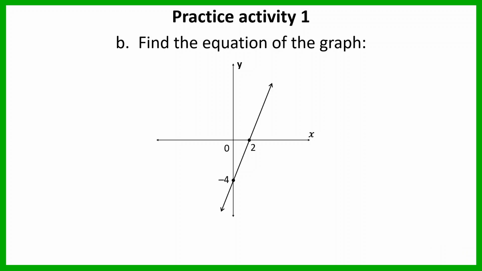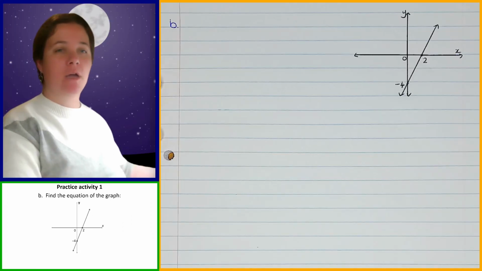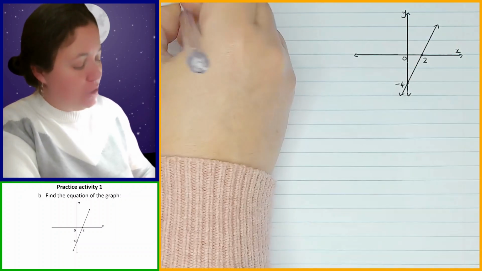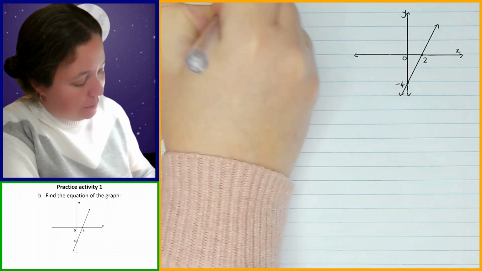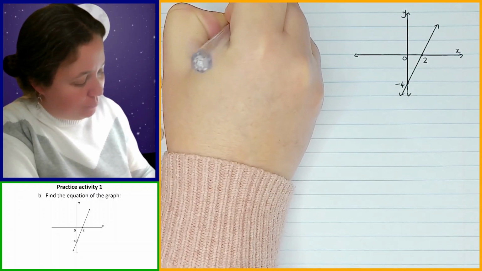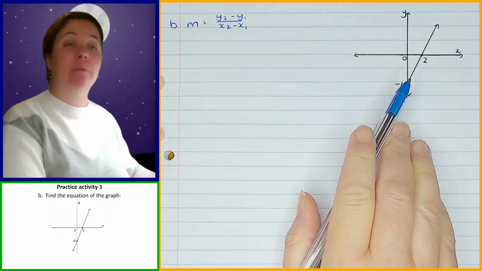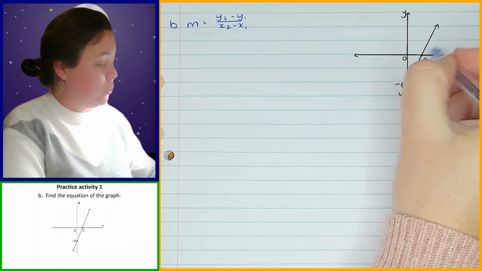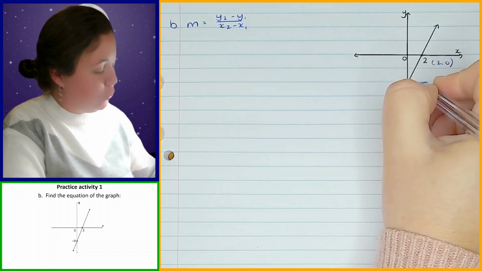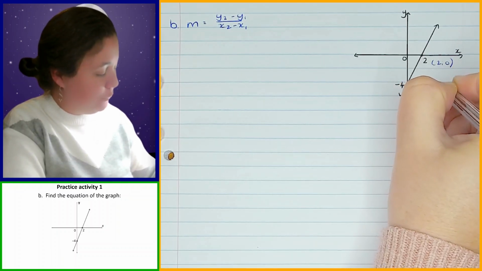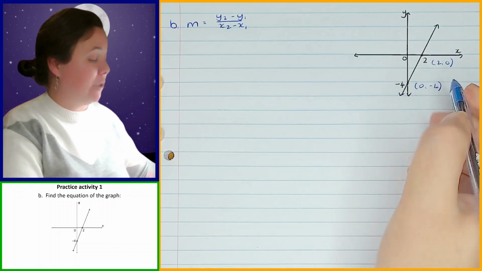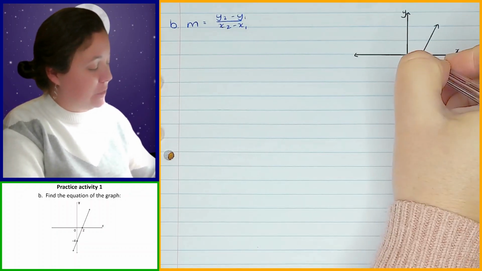Okay, so let's go through that and see what you should have got. Right, so once again, my first step is going to be to find the gradient for this graph. So my formula m equals y2 minus y1 over x2 minus x1. Okay, so I'm going to put in my coordinates. So this point is the coordinates 2, 0. And this one has the coordinates 0, negative 4. And because this one has a negative value, I'm going to make it point 2. And this is going to be point 1.